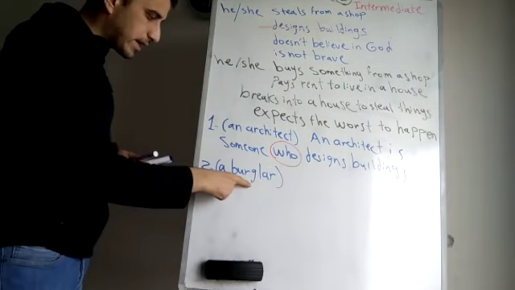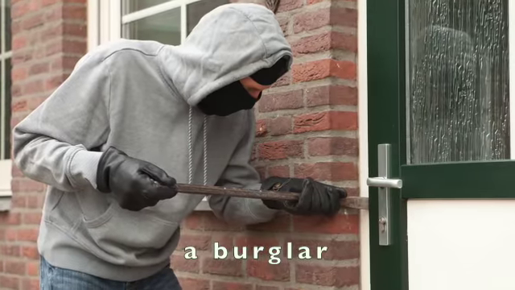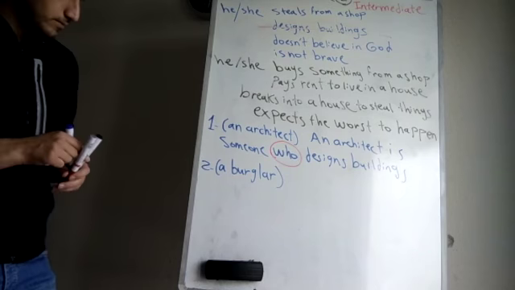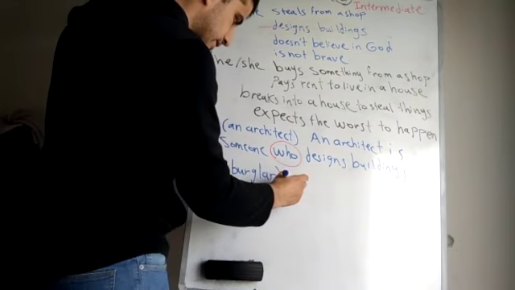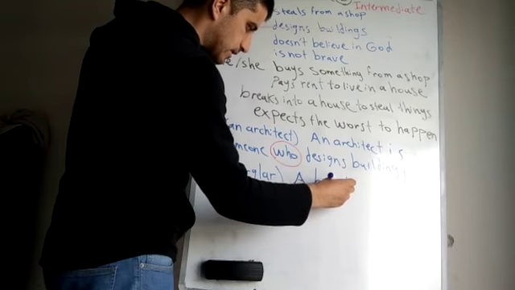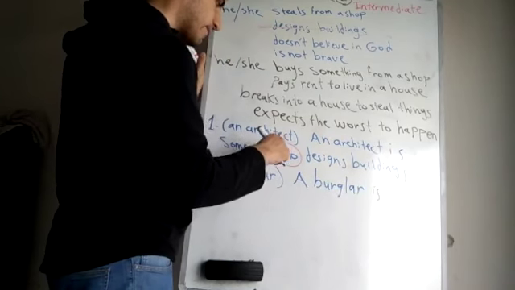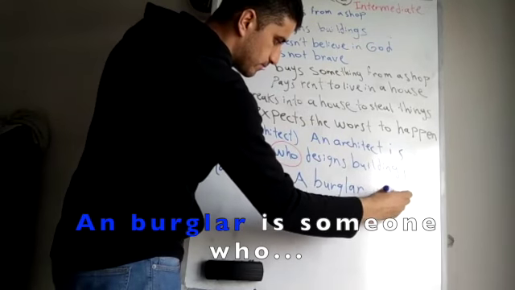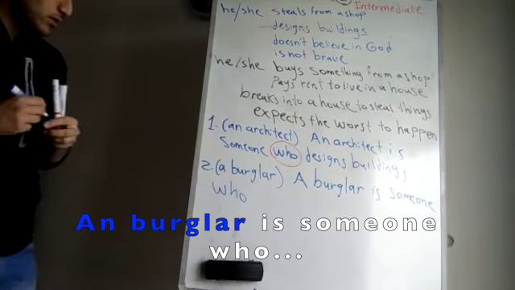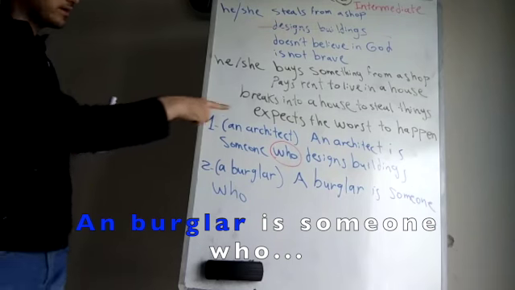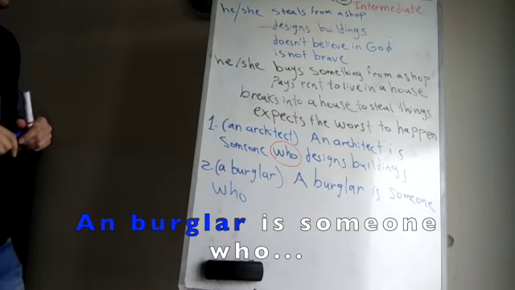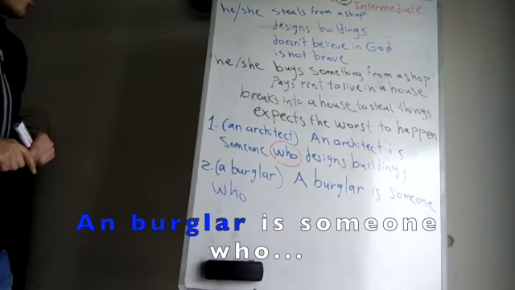Okay, number two. A burglar. What's the meaning of burglar? Do you know the meaning of burglar? Okay, so a burglar. Again, we have to write the sentence here. A capital letter because it's a sentence. A burglar is someone. هو شخص ما who. So a burglar is someone who. What do you think? Which one? أيوة ده الصح. What do you think? A burglar is someone who.